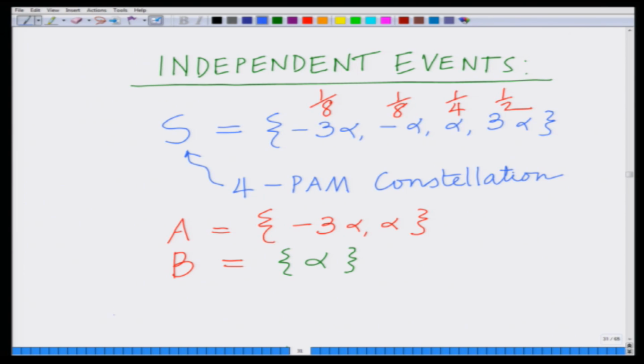So, we had established in the last module that these two events A and B are not independent. Then one would like to ask, what is the relevance of independence in communications? What is the relevance of this concept of independence and independent events in digital communications or a wireless communication system?